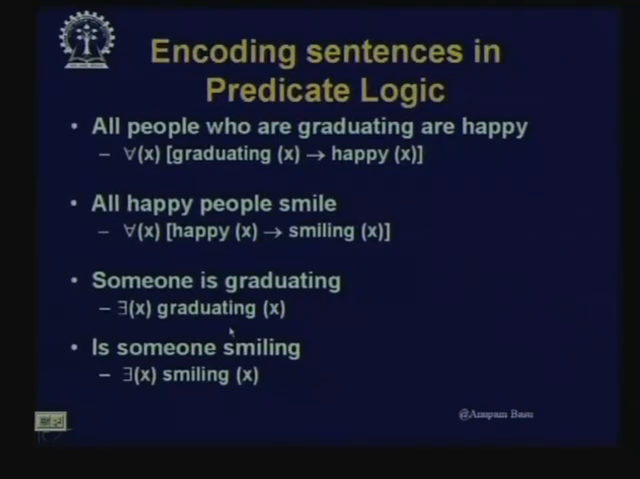Now, we try to encode these sentences into predicate logic using the predicates that I have just stated. All people who are graduating are happy. That can certainly be written as for all x, graduating x implies happy x. That is universal quantification, no problem with that. All happy people smile, that is again universal quantification.